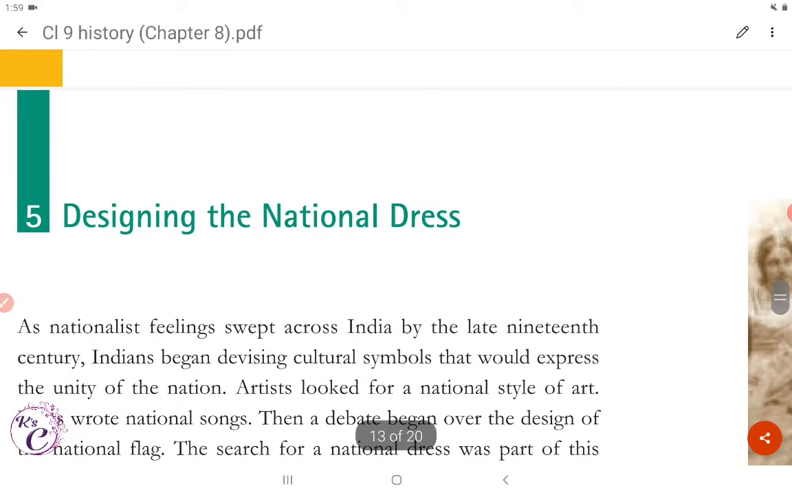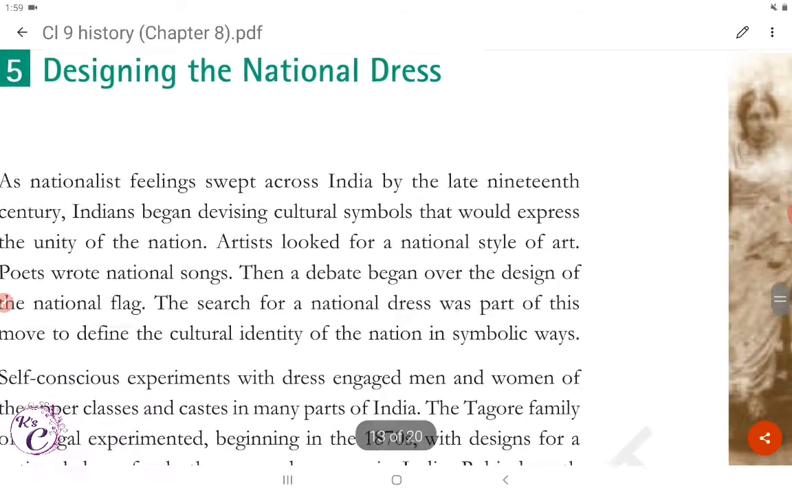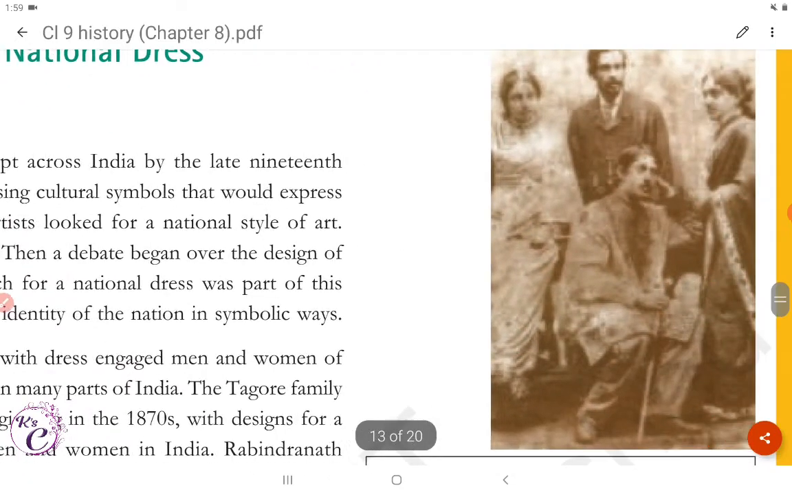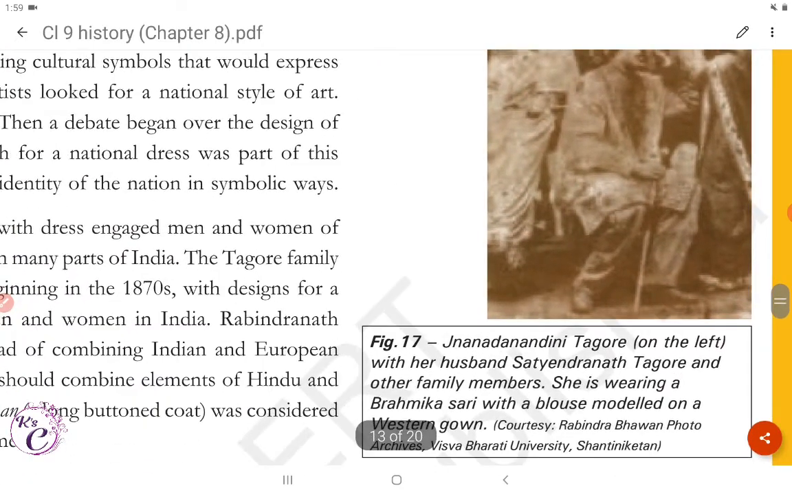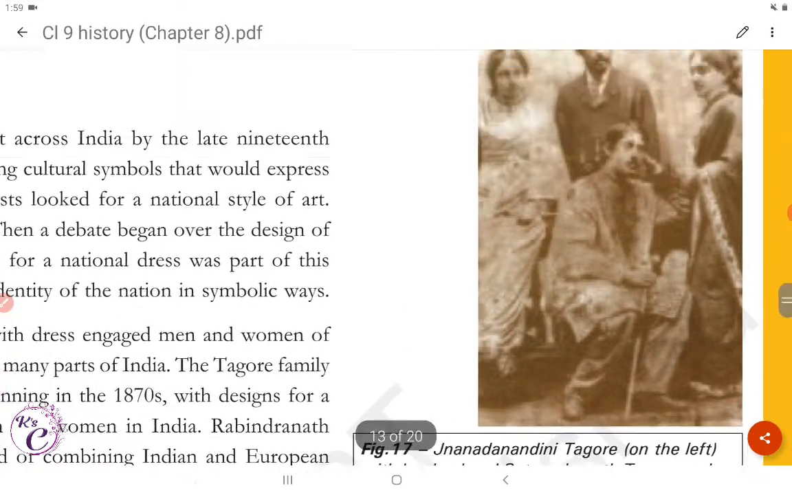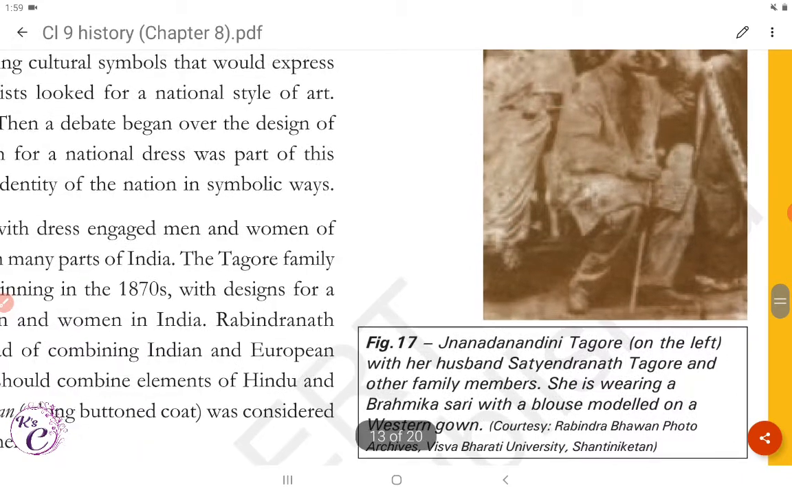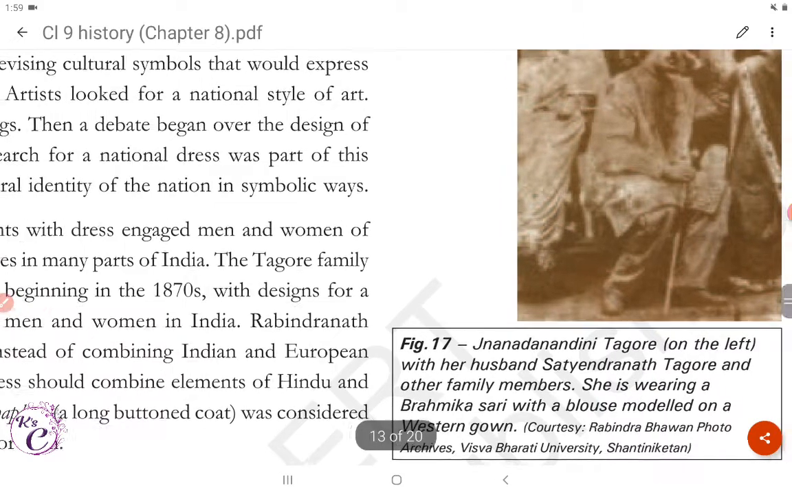5. Designing the national dress. Here's a figure. Jnanadanandini Tagore, on the left, with her husband Satyendranath Tagore and other family members. She is wearing a Brahmika sari with a blouse modeled on a western gown.